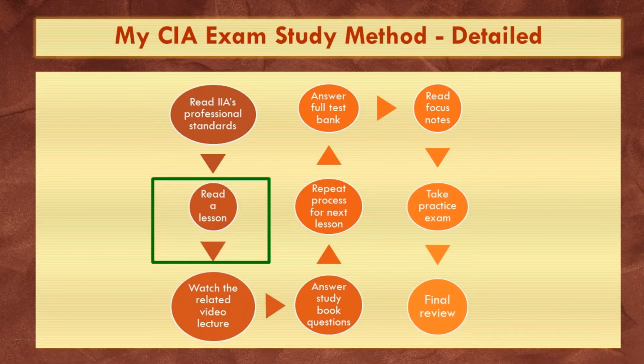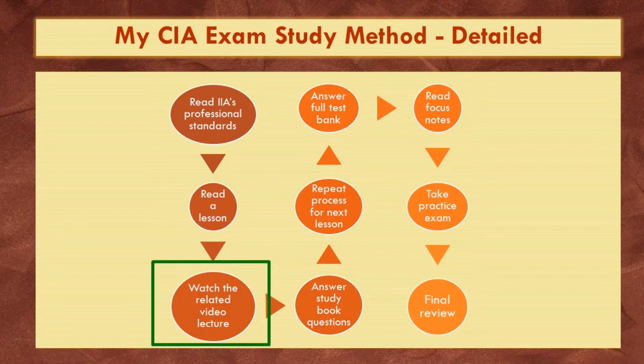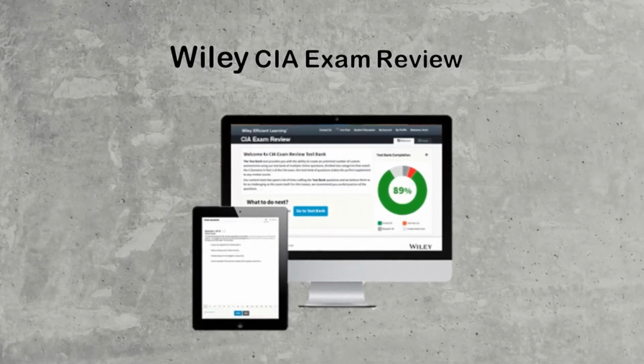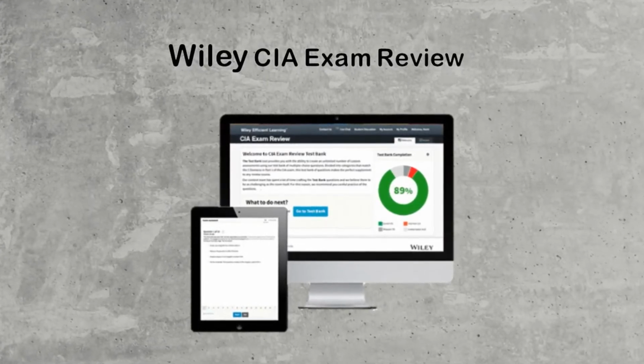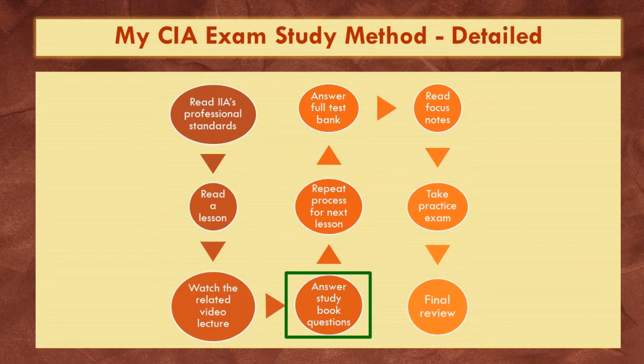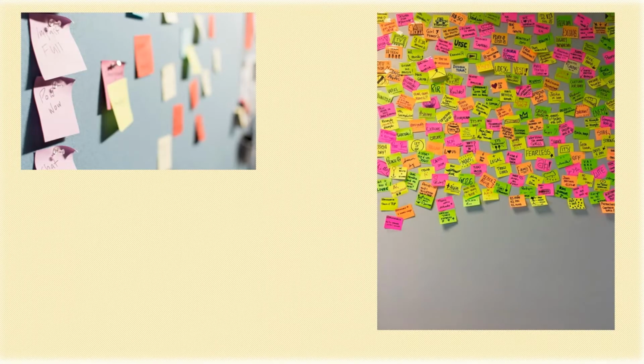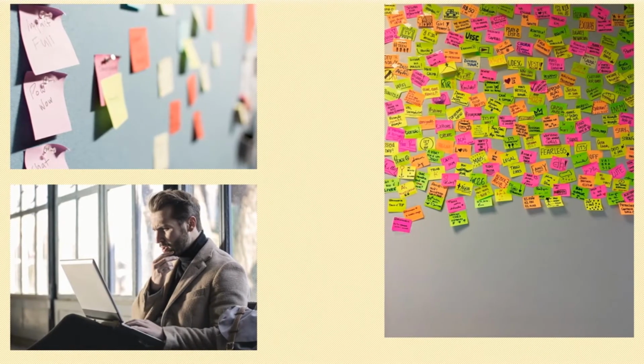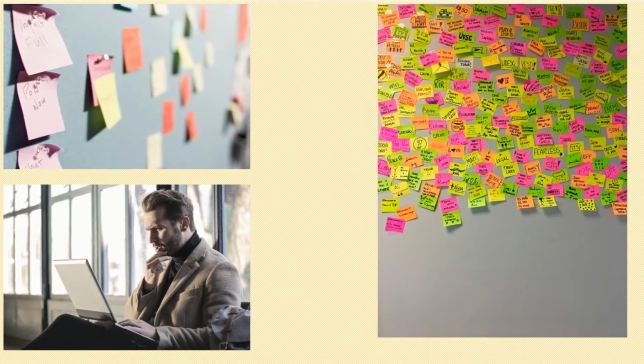Then I would read a lesson. And then after reading that lesson, I would watch the related video lecture. Again, I told you all that I used Wiley CIA exam review for my lectures and for my books. Then I would answer the full study book questions. All of the study books should have a list of questions for each section, and that helped me to really make sure that I understood the concepts.